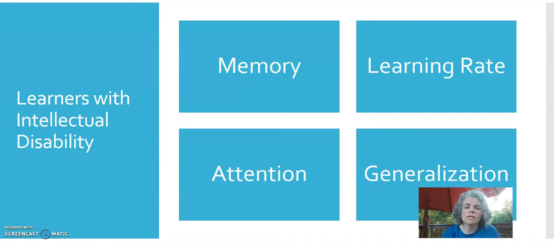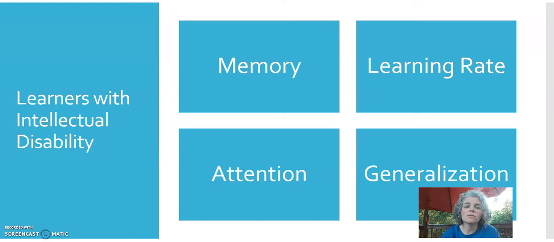There's two pieces to attention. One, they often have poor attention, such as, we learned about students with ADHD, but they also have poor attention to detail. So, for example, if they're reading a story and you want them to find the main idea or a specific detail, they may have trouble attending to that. So they often need more specific guidance on finding that kind of information.